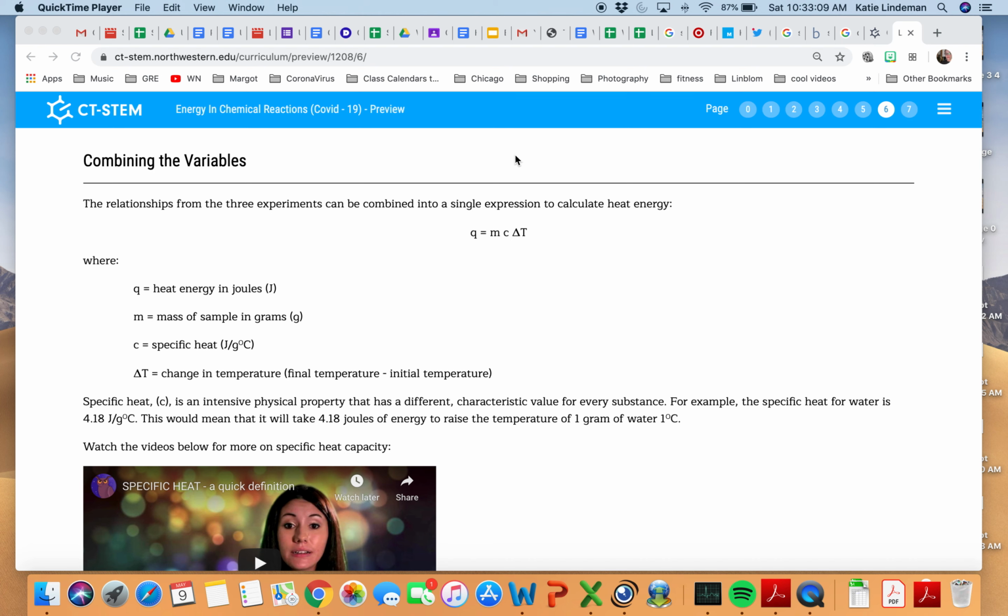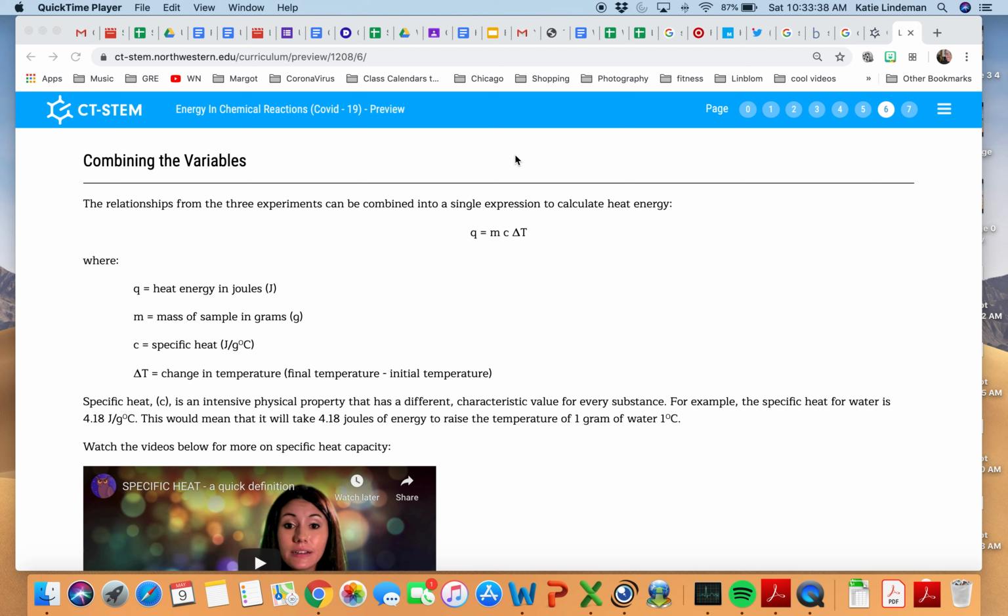So here we have an equation that says Q, which is heat energy, is equal to mass times specific heat times change in temperature. As we look at these individual variables, Q is the heat energy, always measured in joules, m is mass in grams, c is specific heat, which we're going to chat about in a second, and delta T is change in temperature, which is something that we've used before.